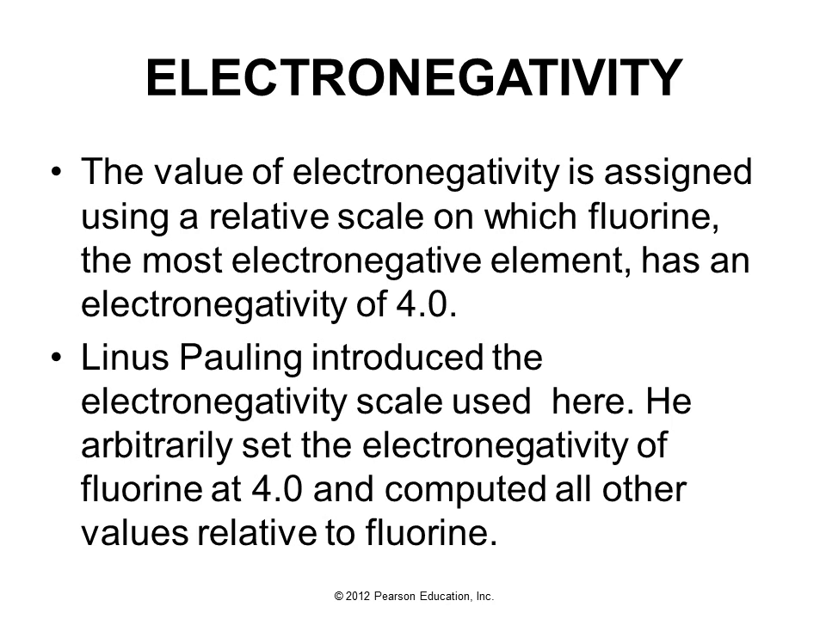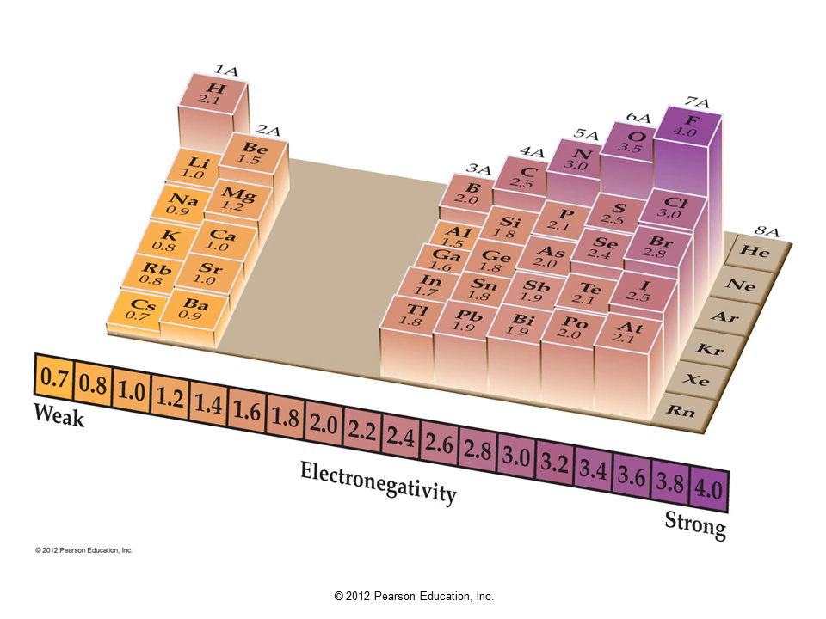The value of electronegativity is just a rating scale. It's not based on any measurement. The most electronegative element is fluorine, with an electronegativity of 4. Linus Pauling introduced the electronegativity scale used here, and he set the electronegativity of fluorine at 4 and computed all the others relative to fluorine.